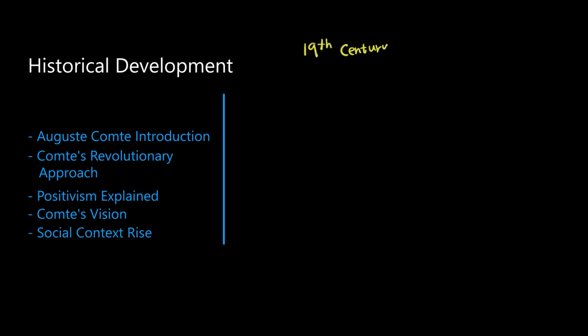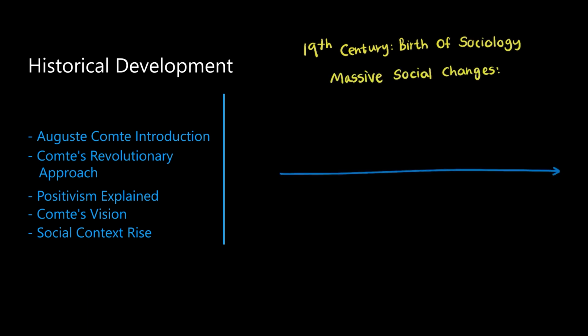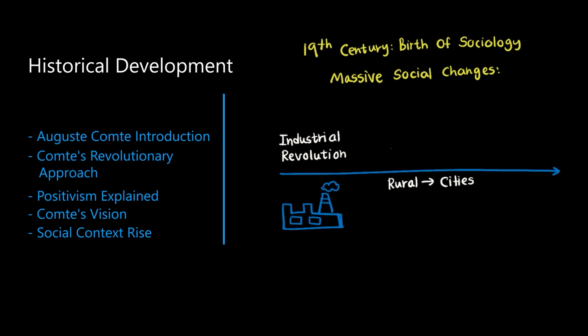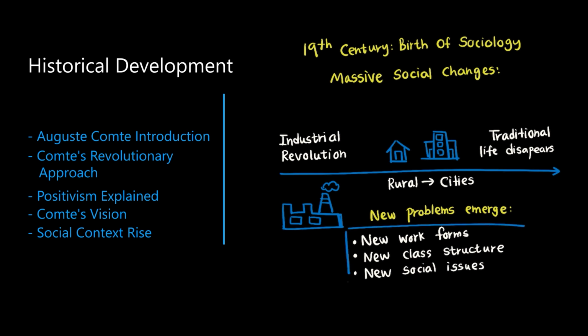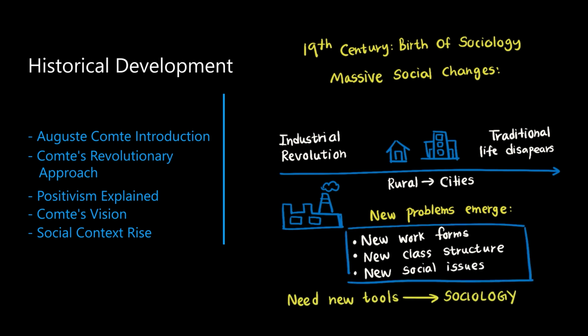The rise of sociology as a distinct discipline happened in the 19th century during a time of massive social change. The Industrial Revolution was transforming societies. People were moving from rural areas to cities. Traditional ways of life were disappearing. New forms of work, new class structures, and new social problems were emerging. Thinkers needed new tools to understand these changes, and that's the context in which sociology was born.